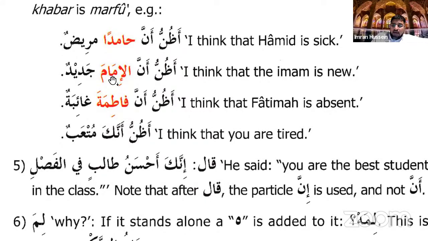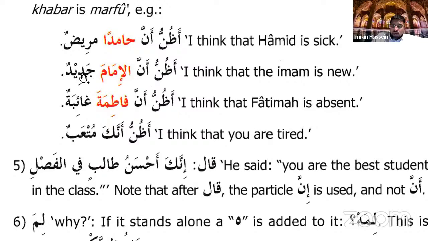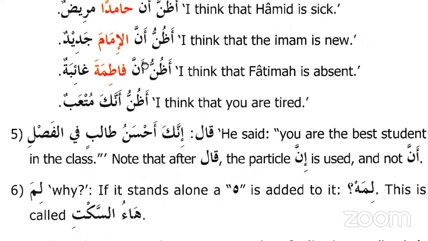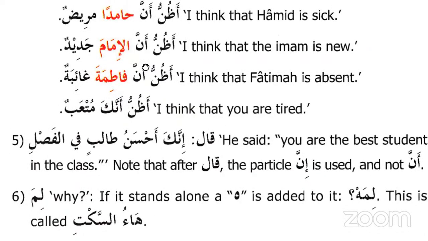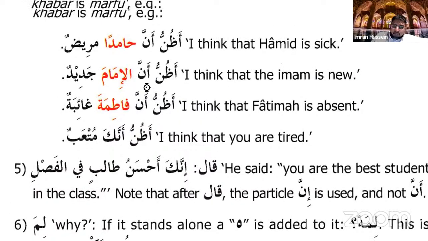So al-imama is the ism of anna. Jadidun is the khabar of anna. Excellent. Is that clear, doctor? I'm trying to understand it. I feel quite lost. Okay, let me explain again.